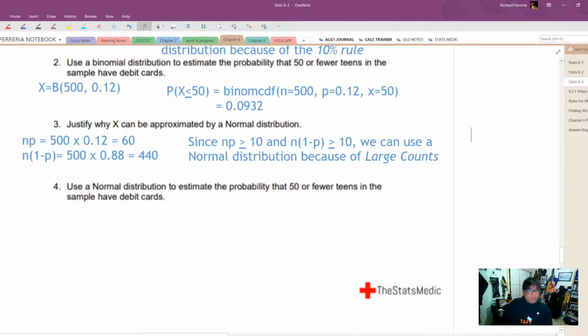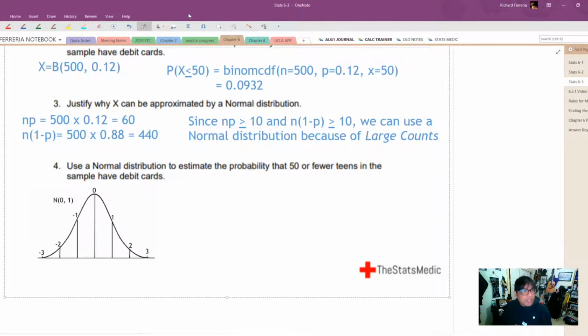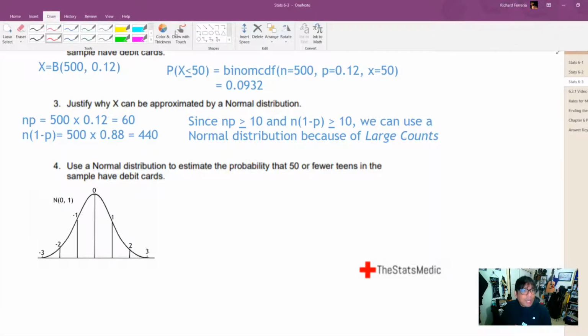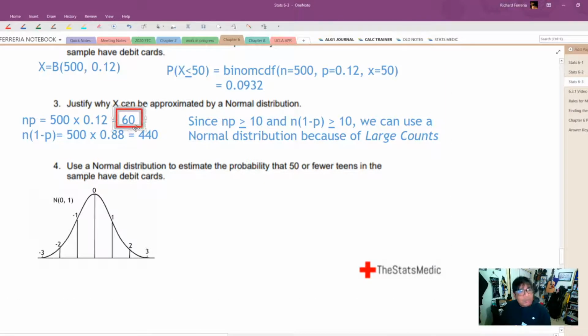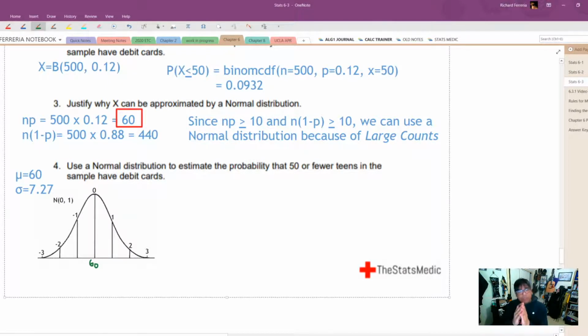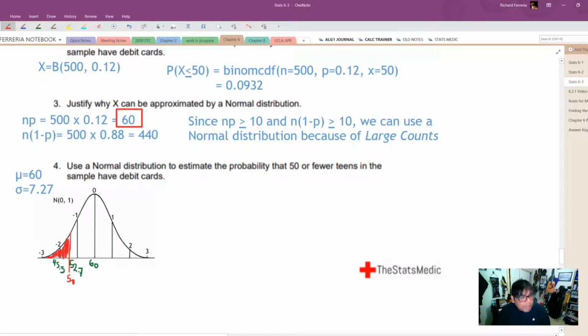Now finally, we're going to use a normal distribution to estimate the probability that 50 or fewer teens in the sample have a debit card. Same idea, start off with a normal curve. We need to find the mean, and just as a pro tip, you always calculate the mean when you do the large counts condition. So the mean is 60. The standard deviation you're going to have to actually calculate, and I've calculated that at 7.27, and 50 is to the left of 60, so we'll start marking all of our standard deviations to the left of 60. I got to the left 52.7 and 45.5, which means that 50 is somewhere to the left of that. So I'm going to go ahead and mark that. There's 50. We want to know 50 or fewer, so we're going to shade to the left of that mark right there.